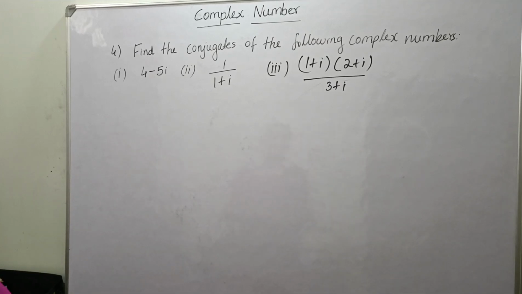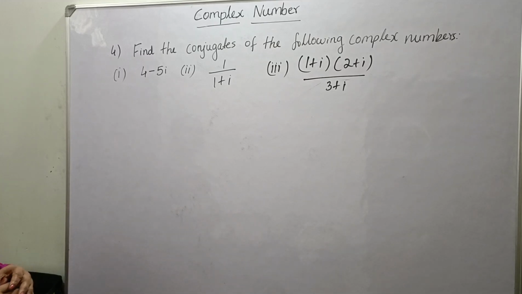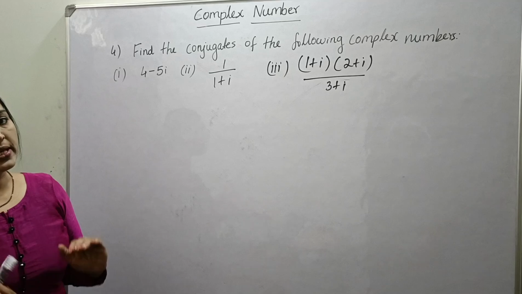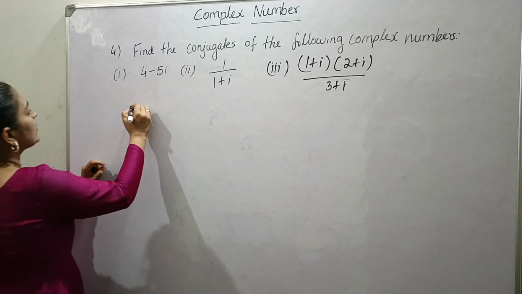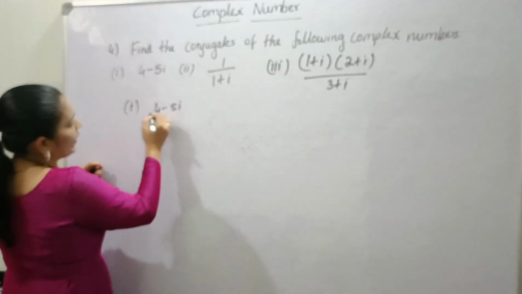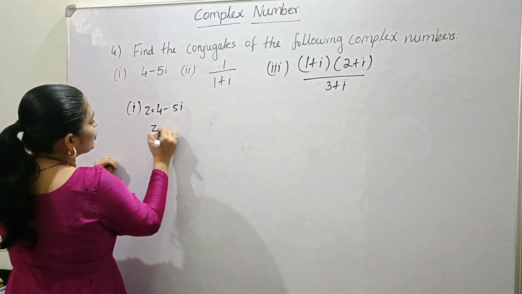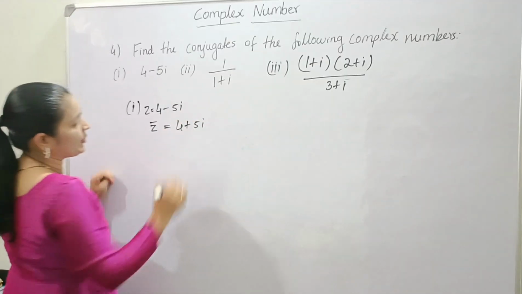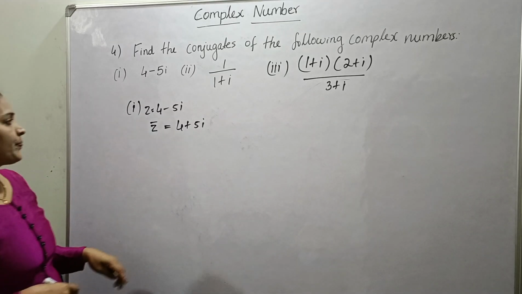Next question is, find the conjugates of the following complex numbers. First one, 4 minus 5i. How to write the conjugate of a complex number? Just changing the sign of the imaginary part. See, first one, 4 minus 5i. If z is equal to 4 minus 5i, then z conjugate is equal to 4 plus 5i. Just changing the sign of the imaginary part.